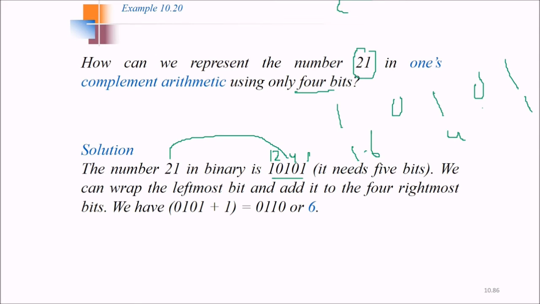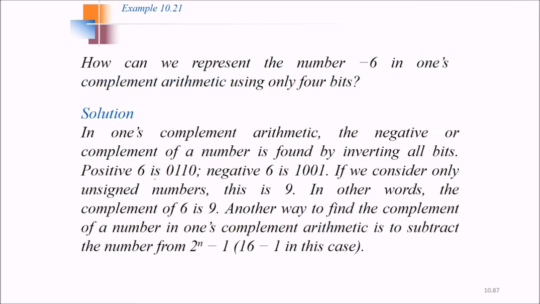We can wrap the leftmost bit and add it to the 4 rightmost bits. That means 1 plus 0101. So 0101 added with 1 will give us 0110, and that will be 6. How can we represent the number minus 6 in one's complement arithmetic using only 4 bits? In one's complement arithmetic, the negative or the complement of a number is found by inverting all the bits. So what will be the positive 6? This is 0110. And what will be negative 6? Just inverted. This will be 1001.